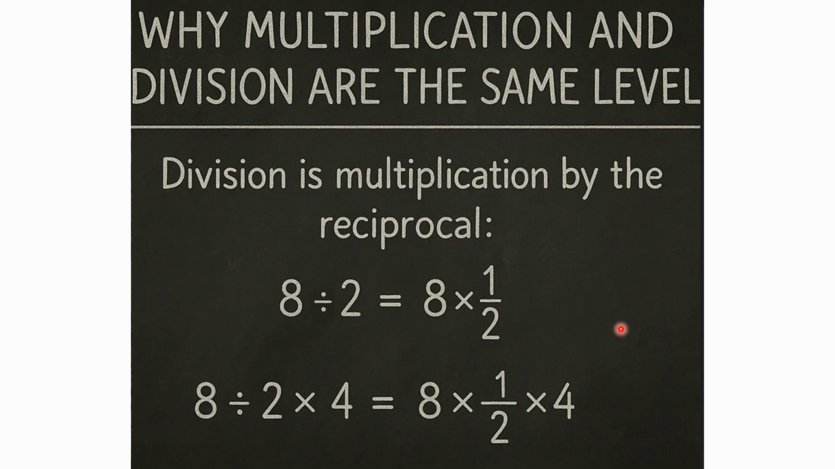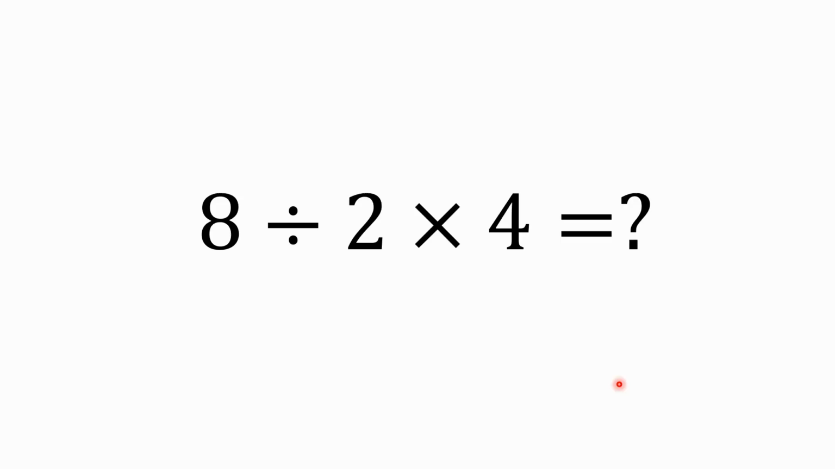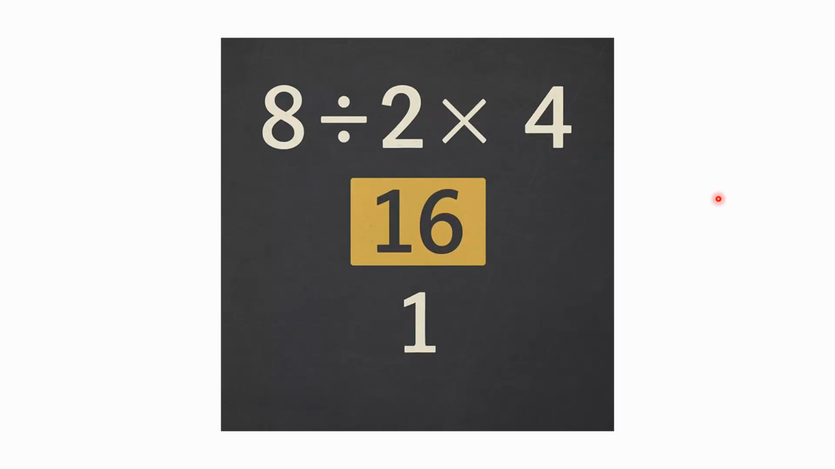Division is multiplication by the reciprocal. 8 divided by 2 is the same thing as 8 multiplied by 1/2. 8 divided by 2 times 4 is the same thing as 8 times 1/2 times 4. Well, that's equal to 16. That's pretty simple. So again, 8 divided by 2 times 4 is 16.